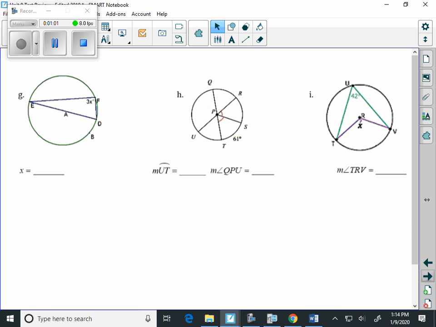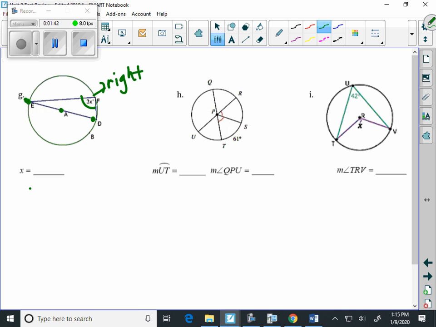Letter G. What we need to recognize here is that the segment ED goes through the center of the circle A, which means that it is a diameter of the circle. And we have a rule that says if we have an inscribed angle with regards to a diameter, which is this value right here, that value that I just marked is really a right angle.